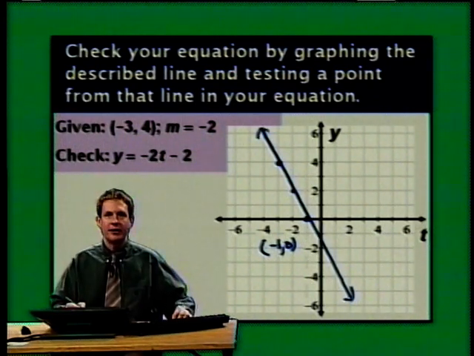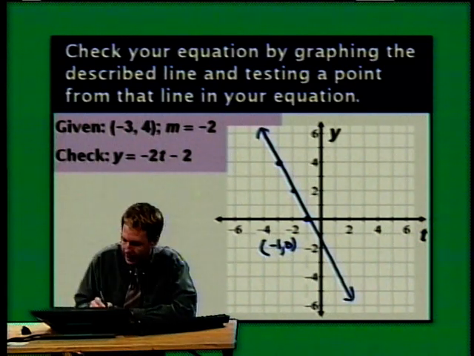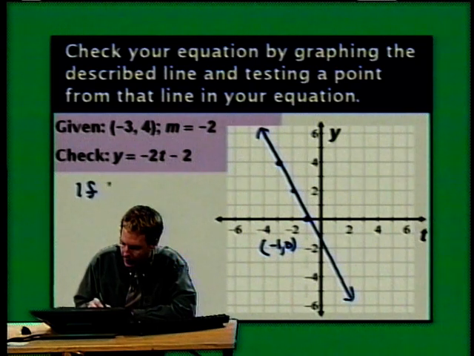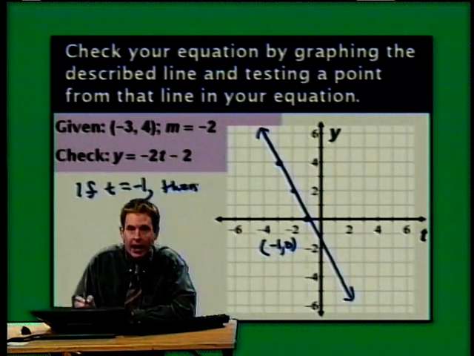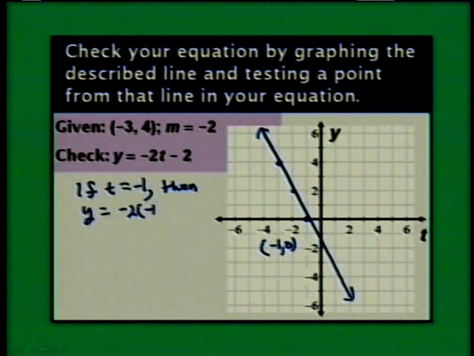Let's make sure -1, 0 satisfies our proposed equation. If t equals -1, then the value of y is -2 times -1 minus 2. That's 2 minus 2, which is 0. Our answer checks. The point -1, 0 satisfies our equation.